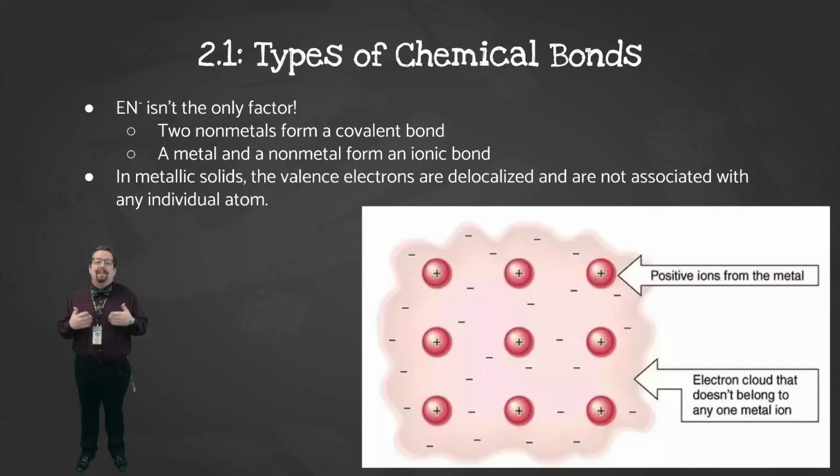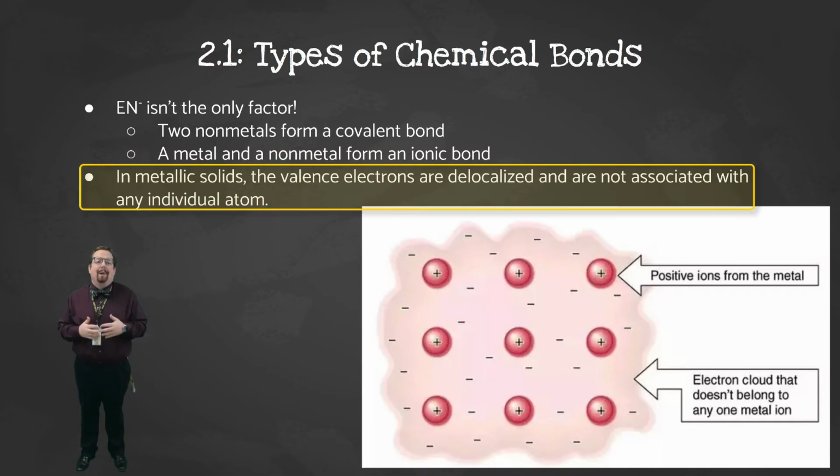You can't just look at the electronegativity values, though. In general, when 2 nonmetals form a bond, that's considered a covalent bond. Even if the electronegativity differences are greater than 1.8, if both atoms are nonmetals, it's considered covalent. If one atom is a metal and the other is a nonmetal, that's usually considered an ionic bond, even if the electronegativity difference is less than 1.8.